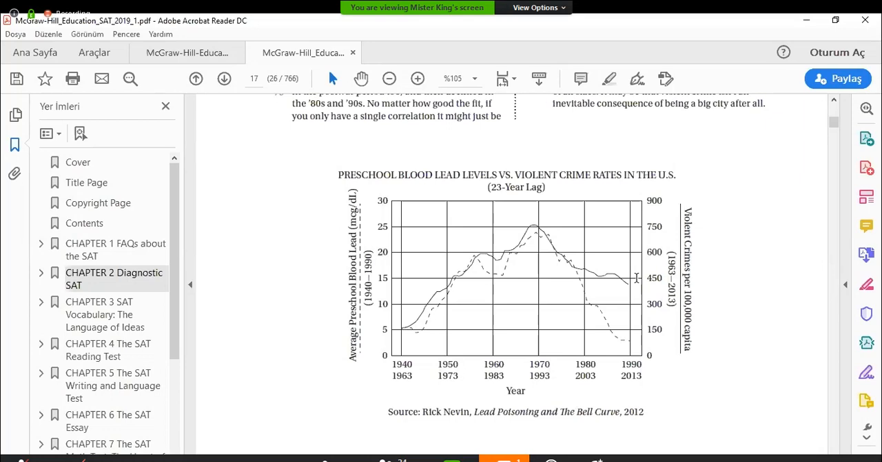Teacher, 1960, 1970, maybe? I think, sir, it's A. So can you scroll down? Teacher, 1940, 1950, maybe. 1963. But I think C, 1960 to 1970.